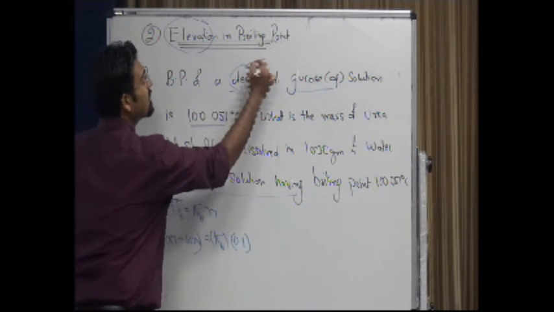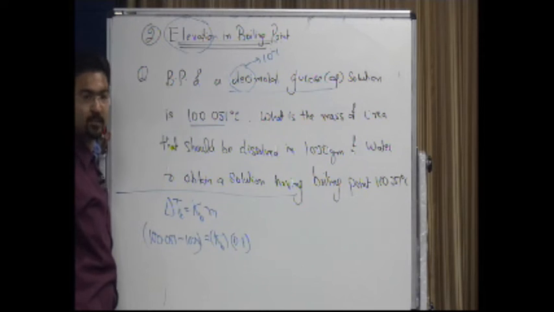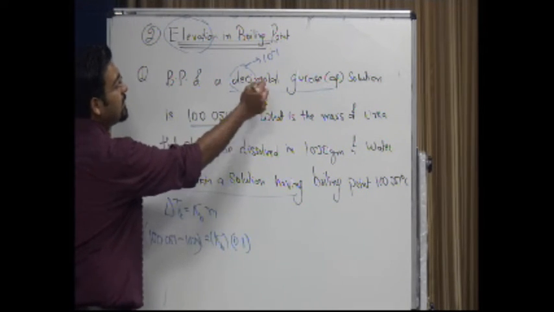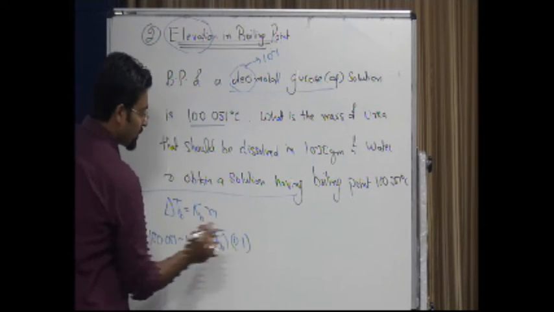Deci means 10 to the power minus 1. Deca is 10 to the power 1. Centi is 10 to the power minus 2. Milli is 10 to the power minus 3. So decimolar means the solution having molality 10 to the power minus 1 or 0.1, right? So the molality is 0.1.